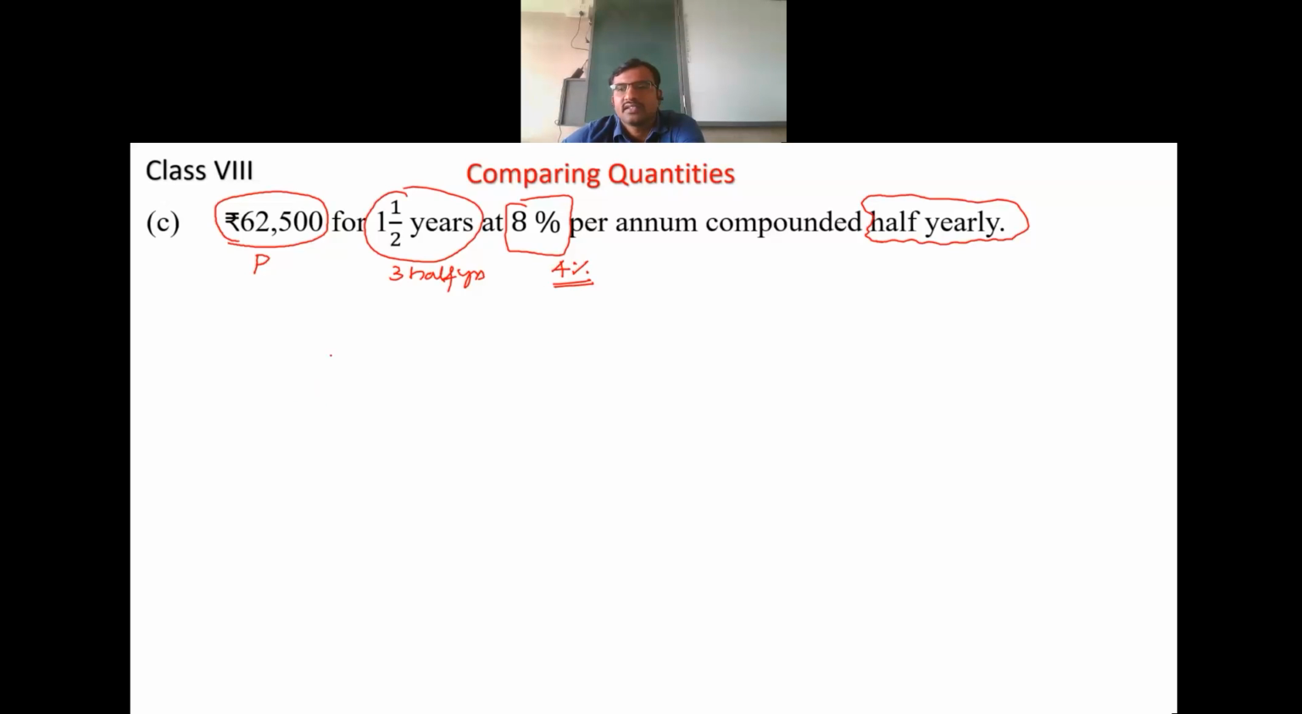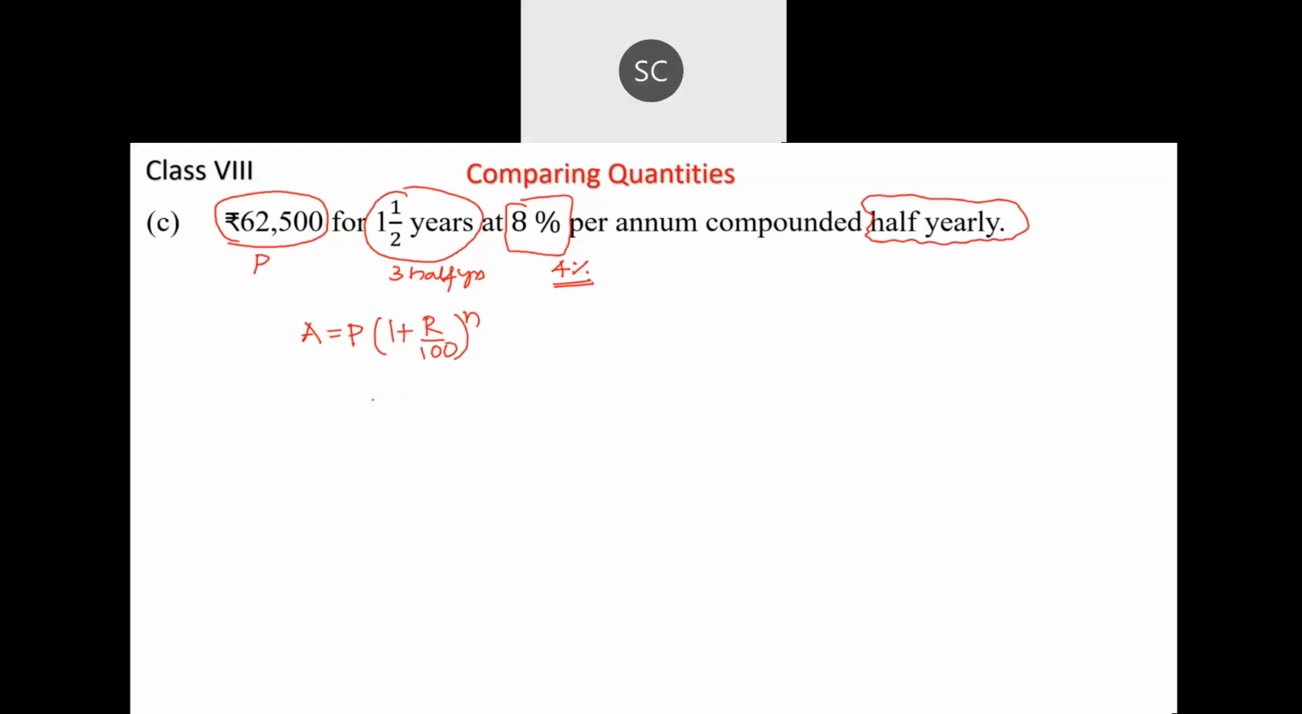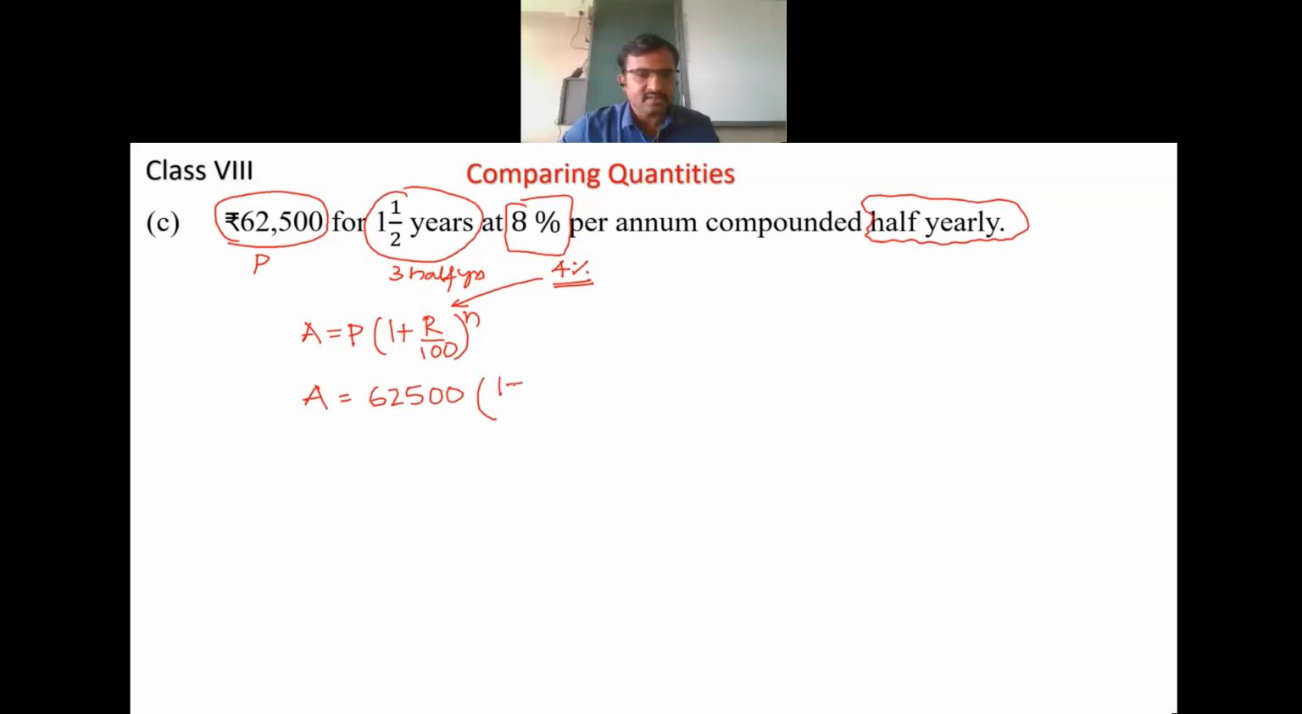Which formula shall we apply? Same formula, P times of 1 plus R by 100 to the power n. If we take 4%, we can apply R by 100. If we take 8%, we should apply R by 200, and 2n. Since I have taken 4% as a rate of interest, I will prefer writing this formula. So A is equal to 62,500 times of 1 plus 4 by 100 to the power 3. Here 3 refers to 3 half years.